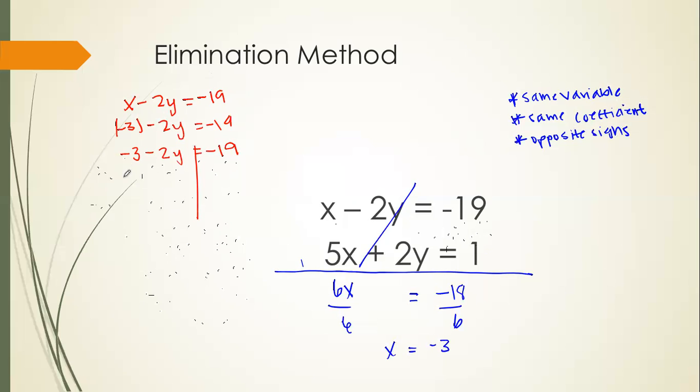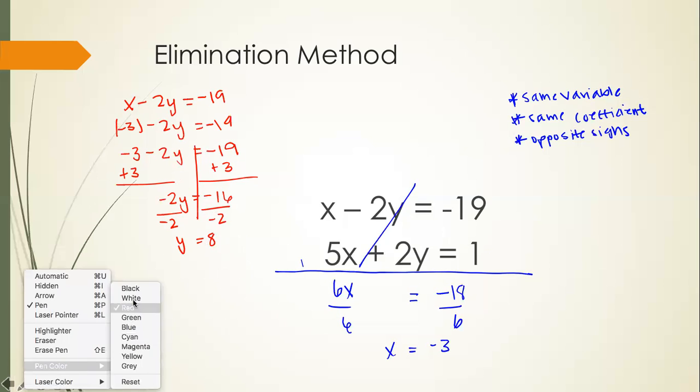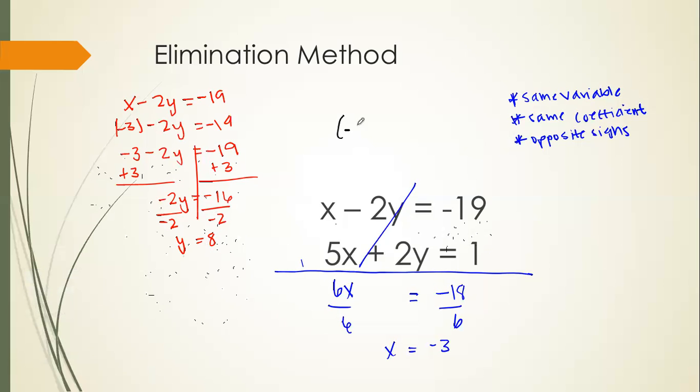So solving for y, I would add 3 to both sides. That'll give me negative 2y equals negative 16. Then divide both sides by negative 2. y equals 8. So my solution would be negative 3, 8. And there's my answer.